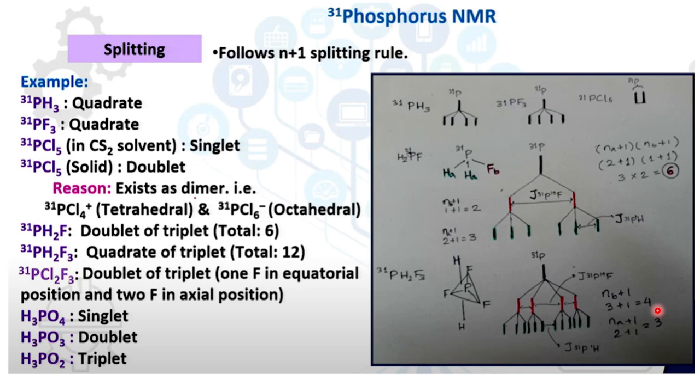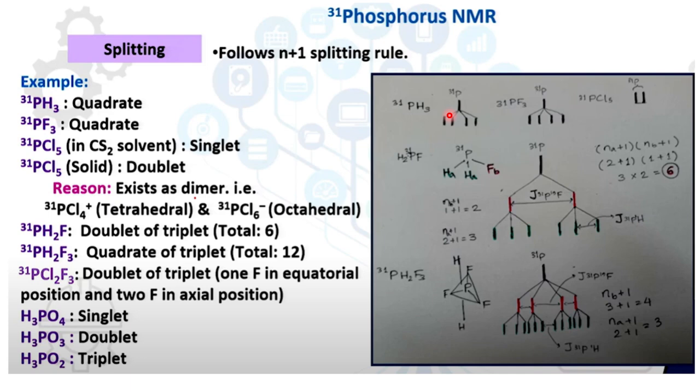Now the splitting, in a similar way as in proton or 13C, the rule is n plus 1, that is the number of atoms bonded with it plus 1. So if it is PH3, it will be a quartet because of the 3 protons. So 3 plus 1 will be a quartet. This is shown here. If it is PF3, that will also appear as a quartet.